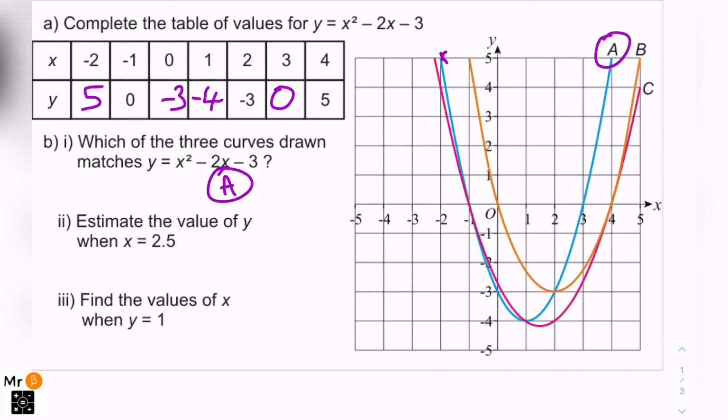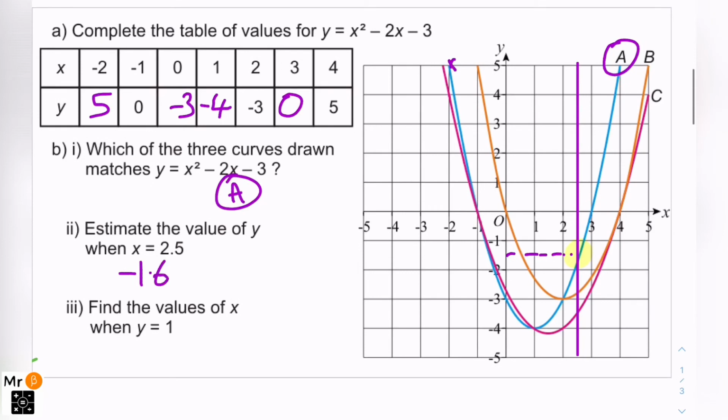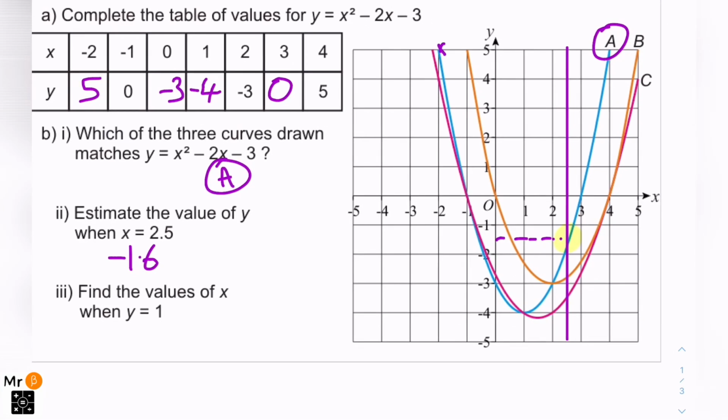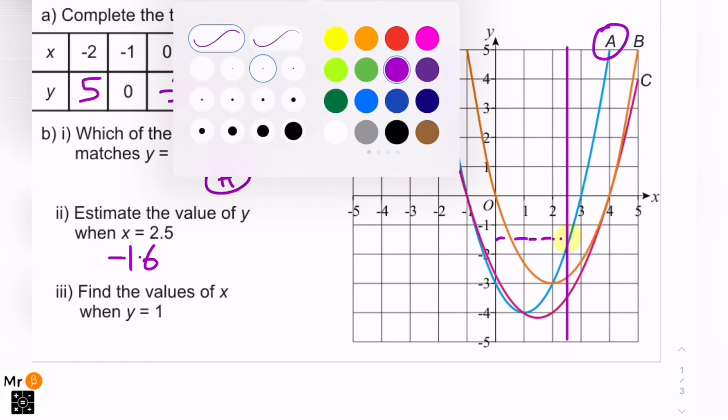The second part to B asks you to estimate the value of y when x is 2.5. So we need to draw a straight line at x equals 2.5. Where that crosses your curve, which we've correctly identified, will give you your estimate for y. So we can just draw it across. So that's coming out about negative 1.6.